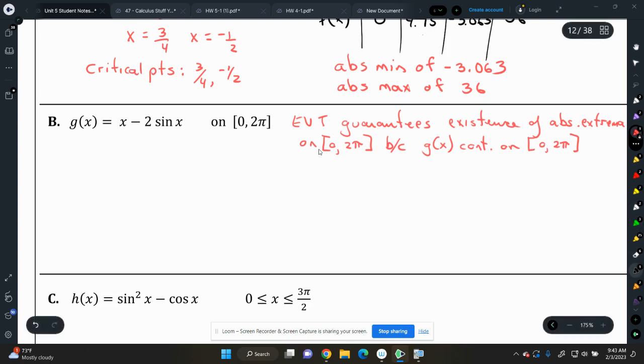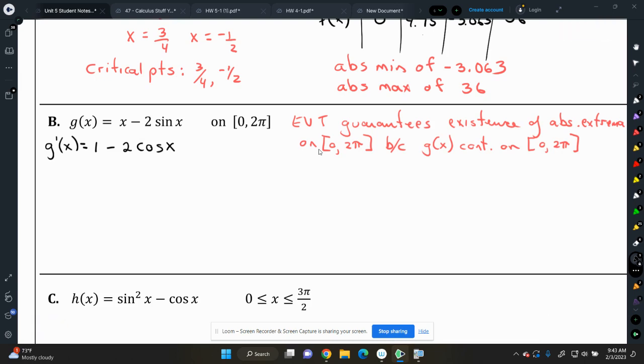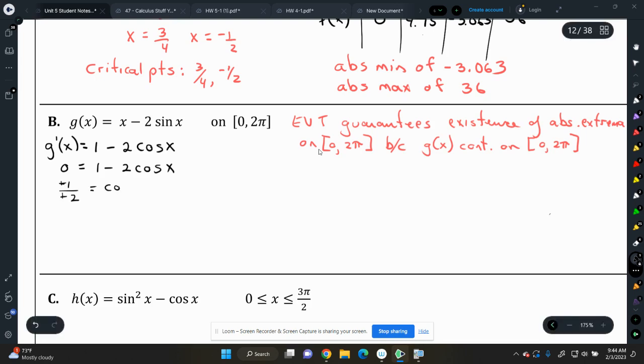So we have to find our critical points. So g prime of x equals 1 minus 2 cosine x. I'm looking for a critical point, so I have to set this equal to 0. So we get negative 1 over negative 2, which we can just treat as positive, equals cosine x.